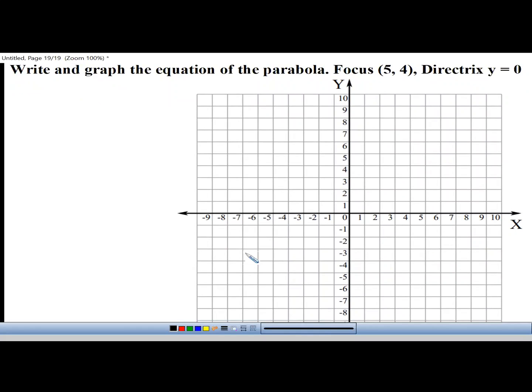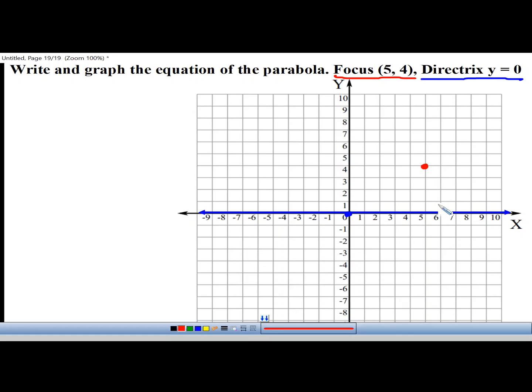All right, so let's do this one together. Information given, what do they give us? Well, Mr. Q, they give us the directrix at y equals 0, so plot that point. Y equals 0, let's graph the line going through y equals 0, so it's a straight line like so, there it is. Okay, what else do they give us? They give us the focus at 5, 4.